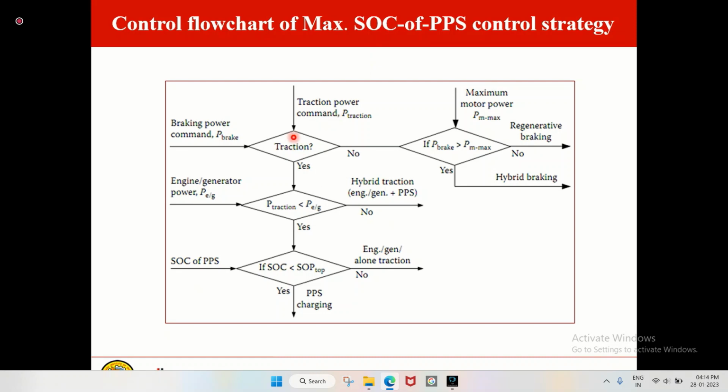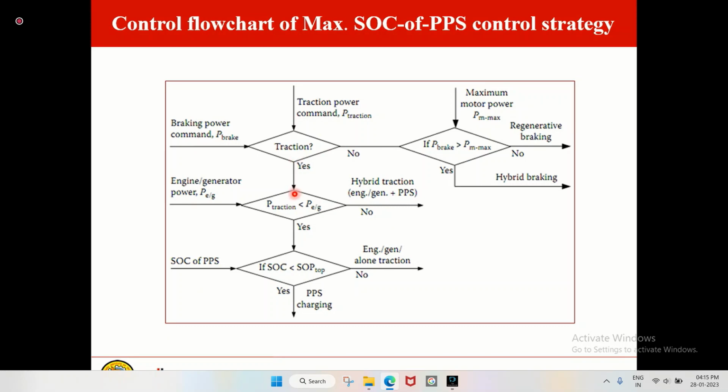So how does the algorithm run, how does the control strategy work? For example, here, the first decision that we will have to make is whether or not we want traction. If we don't want traction, of course, we'll get into the braking region, right? The inputs here are the commanded traction power, the traction power that is desired, and the braking power that has been commanded by the driver. If the answer to the traction question is yes, you get into this direction.